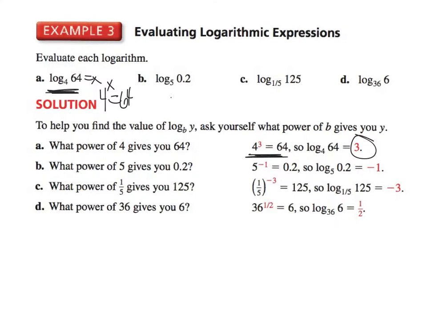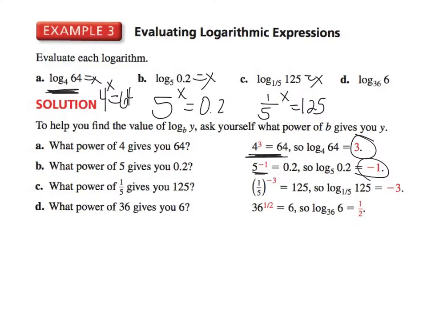We go to the next one. 5 to what power equals 1/5? Well, that's going to be negative 1. 1/5 to what power gives us 125? Well, it's going to have to be to the third power, but then we have to flip it, so it's going to be negative 3. And lastly, 36 to what power gives us 6? Well, we have to take the square root, which means it's the 1/2 power.